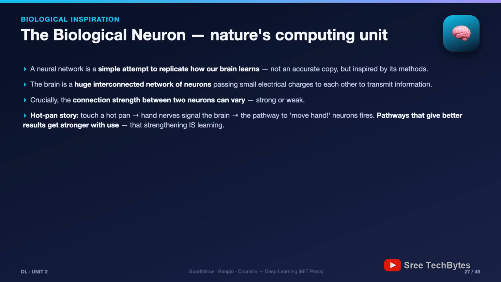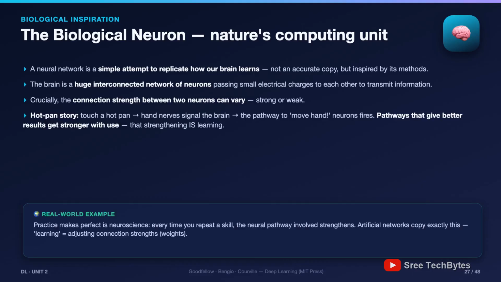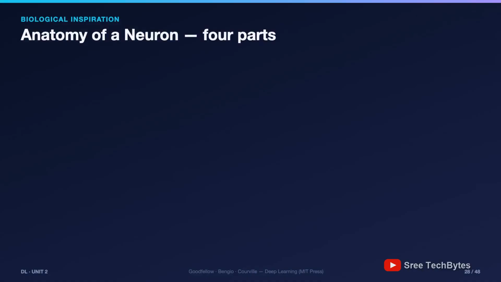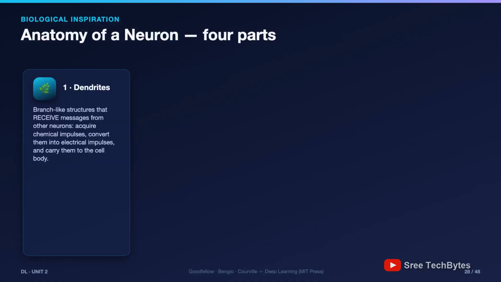Pause on that, because it's the single transferable idea of this whole section. Learning is the changing of connection strengths. In artificial networks, those strengths are called weights, and training is nothing but the systematic adjustment of weights. "Practice makes perfect" isn't a proverb. It's neuroscience, and now it's engineering. Let's take a neuron apart into four components, and each has an artificial twin you'll meet on the next slide.